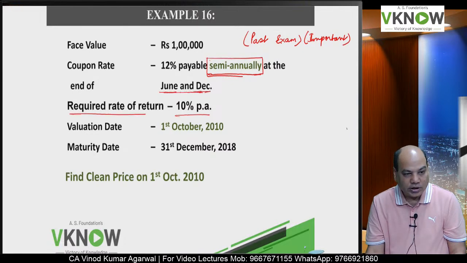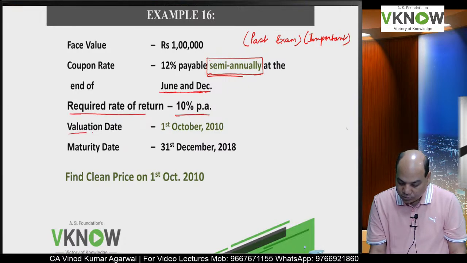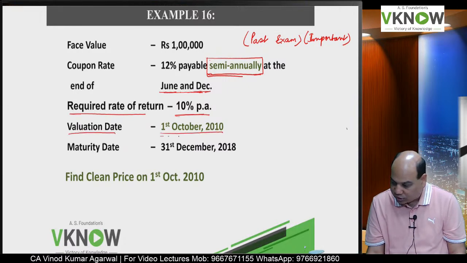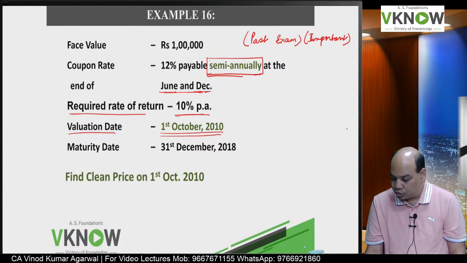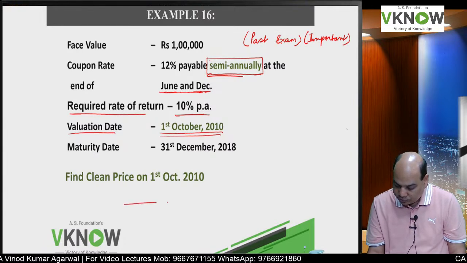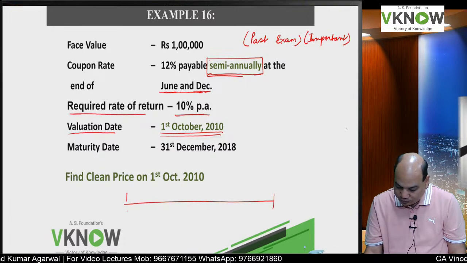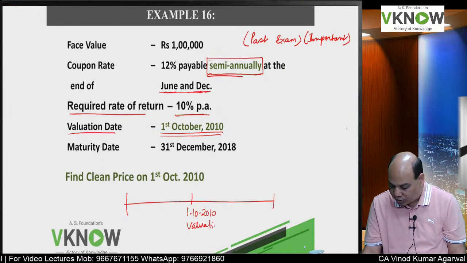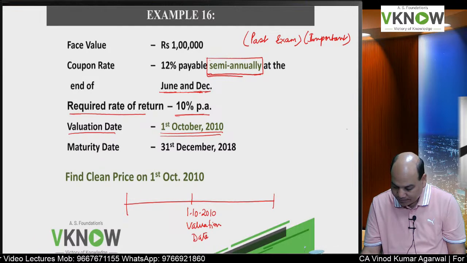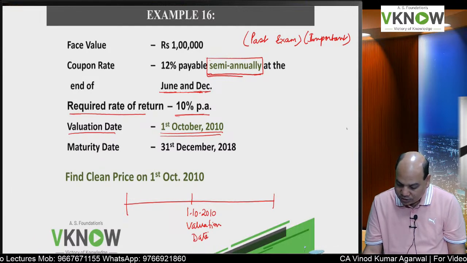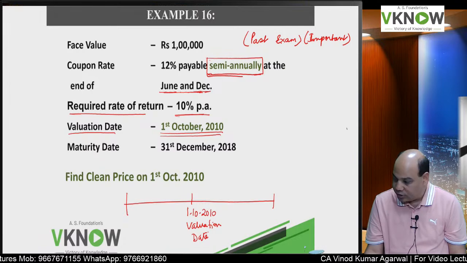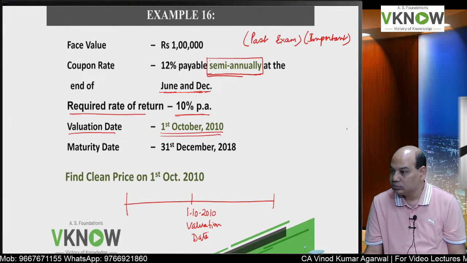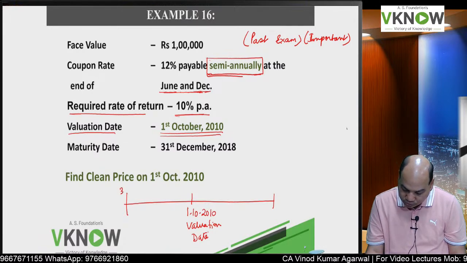Required rate of return is 10% per annum. Valuation date is 1st October 2010. So you have to value this bond on which date? 1st October 2010. This is the valuation date. When was the last interest paid? The last interest was paid on 30th June 2010.